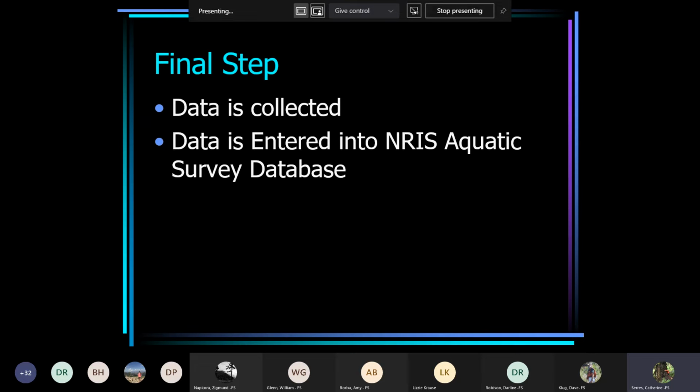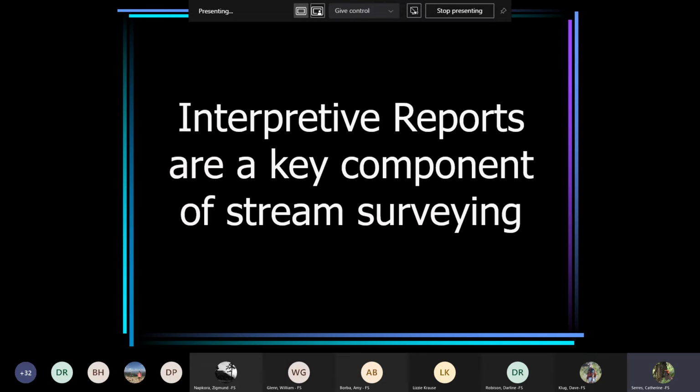So you've got your data entered into AQS, or Aquatic Surveys database. It's analyzed. Now you're going to write that report. These reports are a key component of stream surveying. It doesn't really pay to collect a bunch of data and never put it into a report. You can get some stuff from an Excel spreadsheet, but a written report can really convey a lot of the stuff that you saw during that survey.